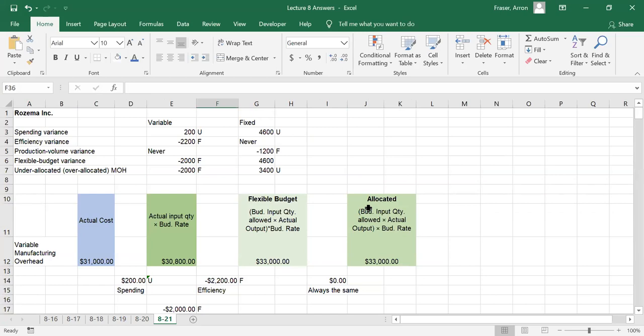Any questions before we close? Are the letters U and F necessary? Yeah, because you want to communicate to whoever is reading whether it is unfavorable or favorable. If you just leave it like that, it is kind of counterintuitive, right? Because if you look at it here, you see a positive number, but a positive number actually means that the actual cost is more than you budgeted for.